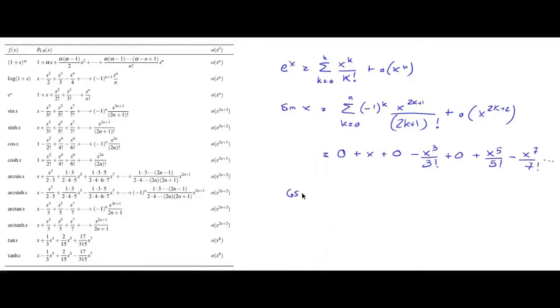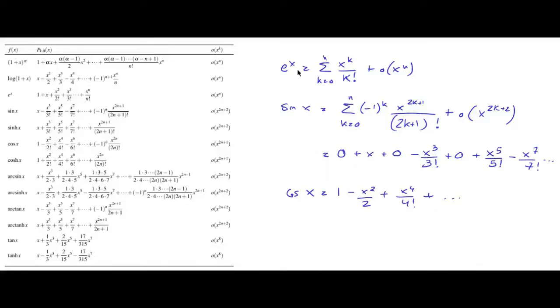And then the cosine is the same, but the other way around. You start with 1, and then the first derivative is 0, then we have minus the cosine, so you have minus 1 times x squared divided by 2, plus x to the 4th divided by 4 factorial, and so forth, right?